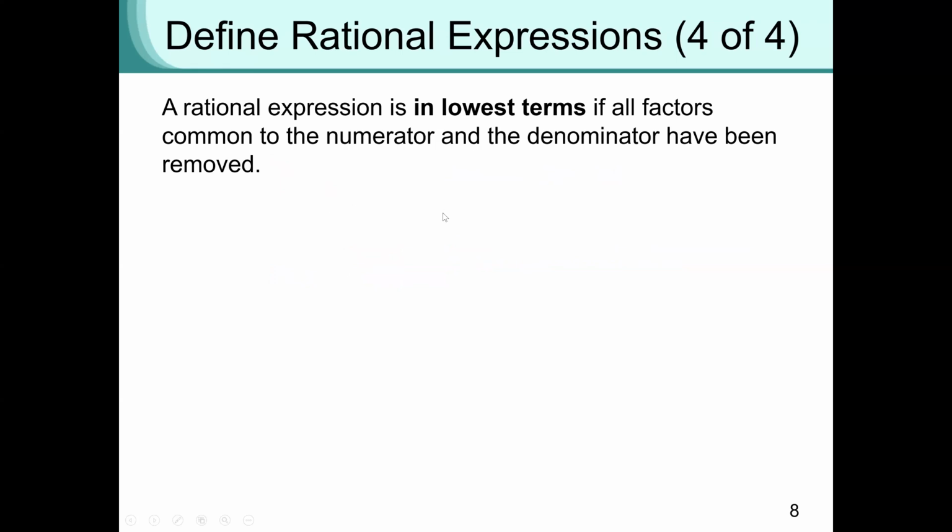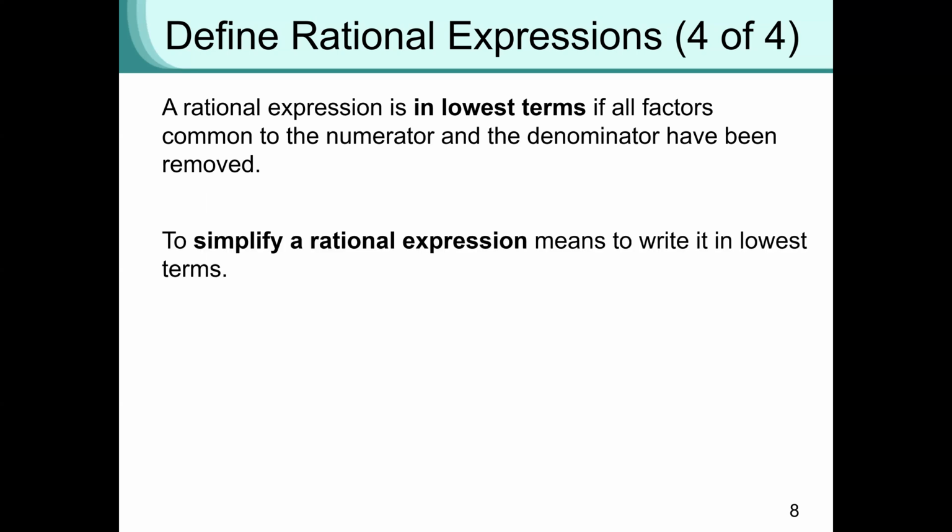A rational expression is in lowest terms if all the factors common to both the numerator and the denominator have been removed. So if I have 2 divided by 4, the lowest term will be a half because 2 is divisible into 4 and also is divisible into 2. So 2 by 4 will give me 1 by 2. And that will be the lowest term for 2 by 4.